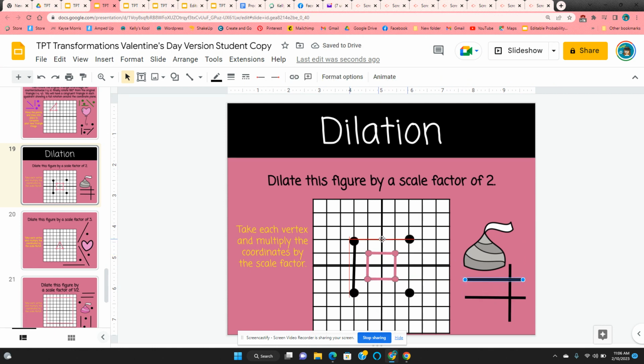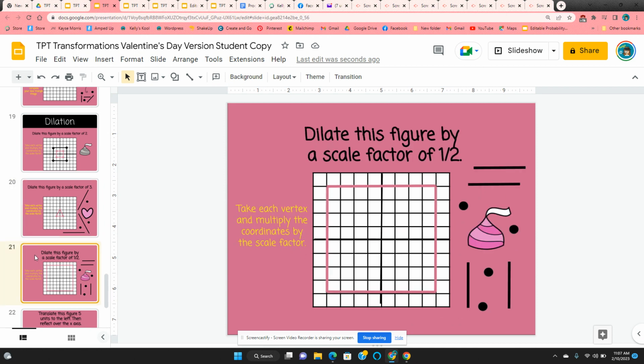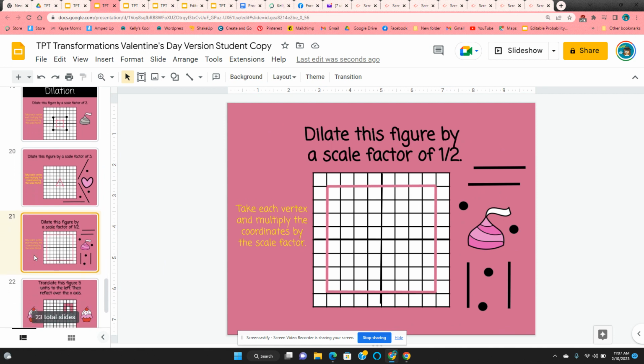And again, if you want to change the orientation or the length of the line so that they have to figure it out themselves, you can do that. The next one, they're going to be dilating by a scale factor of 3. They take each one of the points and multiply the coordinates by 3 to get their new figure. Then they're going to dilate by a scale factor of 1/2, which means it's now going to be smaller. If the scale factor is a fraction less than 1, the figure will be smaller, 2 times smaller. So they're going to take each of the coordinates and divide by 2.